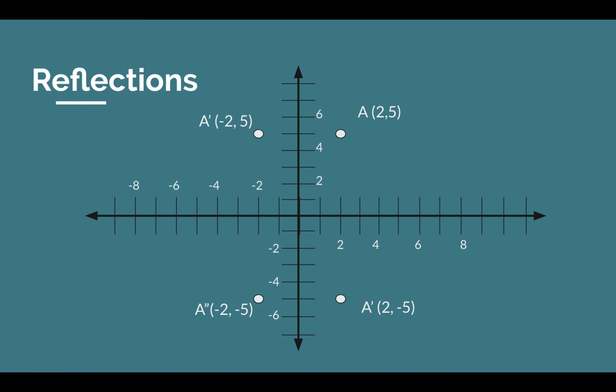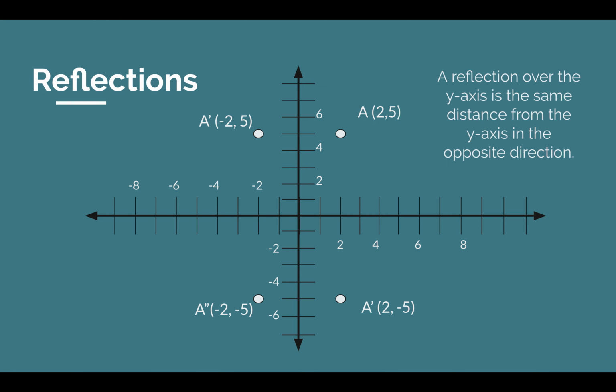So let's write down a couple of notes before we go. If I reflect over the y-axis, I have the same distance from the y-axis in the opposite direction. So remember that was this one. I started with A, reflected over the y-axis, and ended up at (-2, 5). What do you notice about the change in the coordinates that I have?